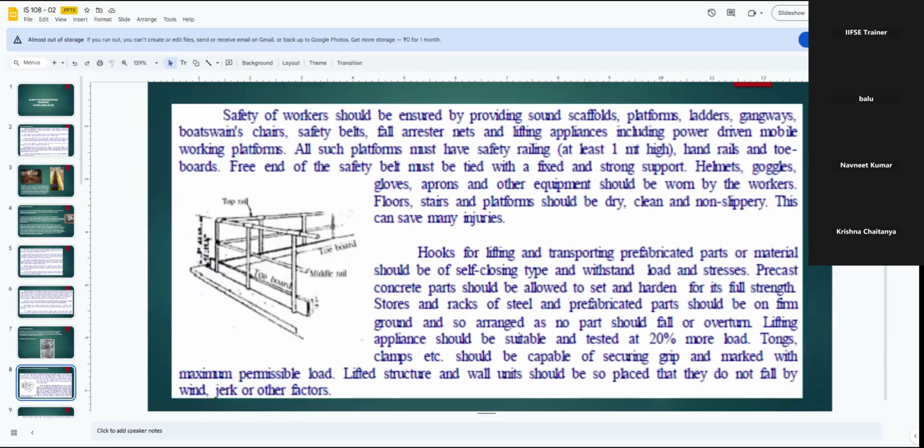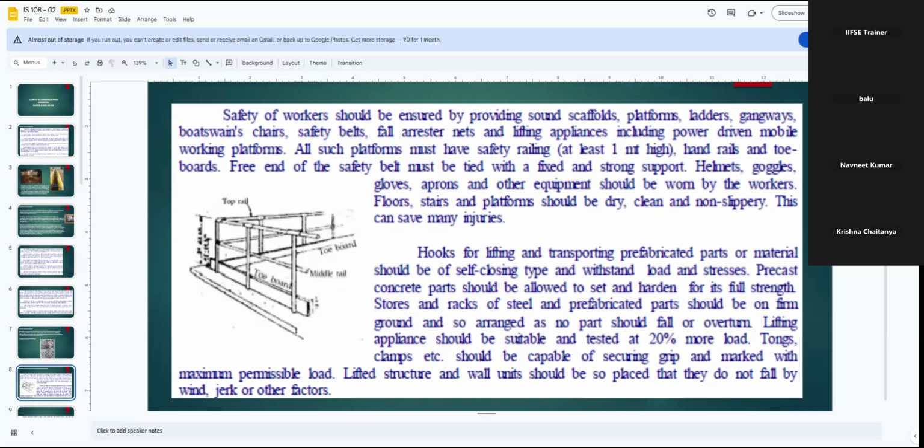So when we talk about the erection of steel structures, the safety of workers should be ensured by providing sound scaffolds, platforms, ladders, gangways, boatswain's chair, safety belts, and fall arresters. We know scaffolds and platforms. We know ladders and gangways. Gangways are nothing but the walkways. The boatswain's chair is where people sit in a platform or a chair kind of setup for doing certain activities. Mostly this boatswain's chair has a vertical movement. Either it will go down or up. Then use of safety belts and fall arrestor net.